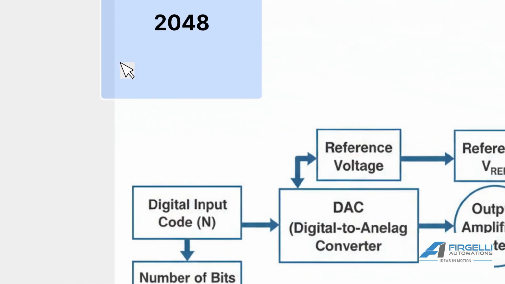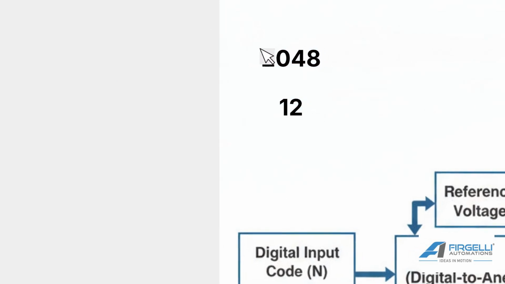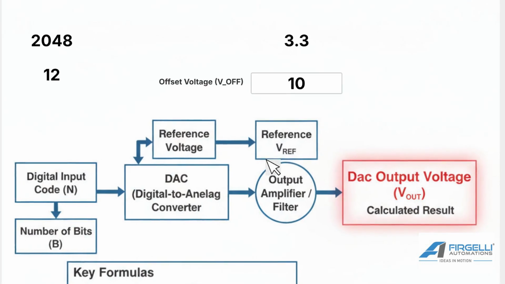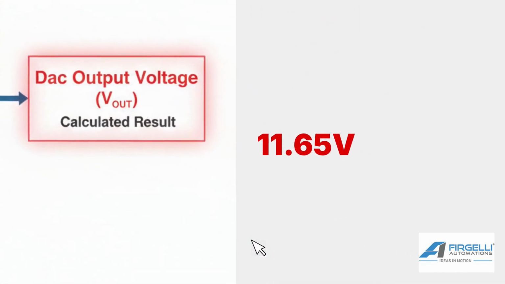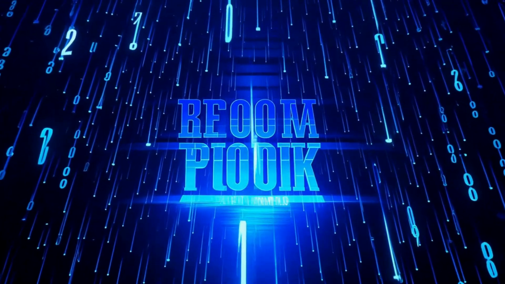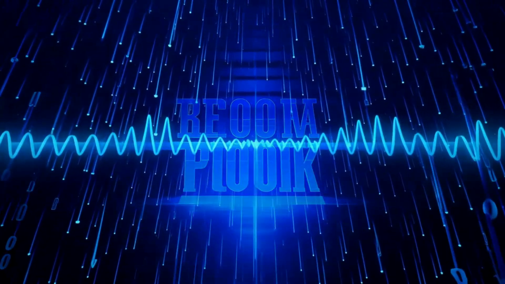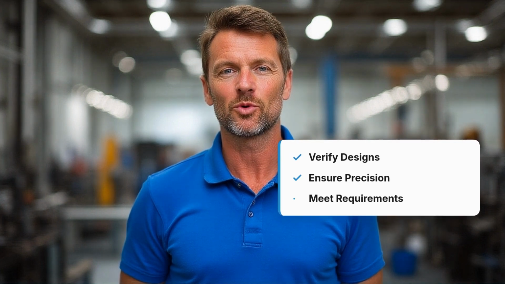I'll input a digital input code of 2048, resolution of 12 bits, reference voltage of 3.3 volts, and offset voltage of 10 volts. After clicking Calculate, the results show your DAC's output voltage based on these parameters. The calculator determines how your digital code translates to an analog voltage, accounting for your reference voltage and any offset you've specified. This helps you verify your DAC design meets your system requirements.